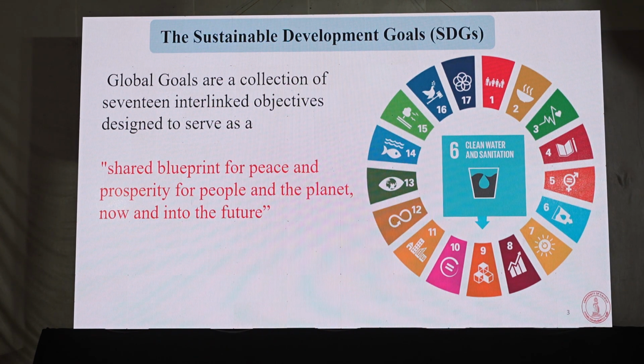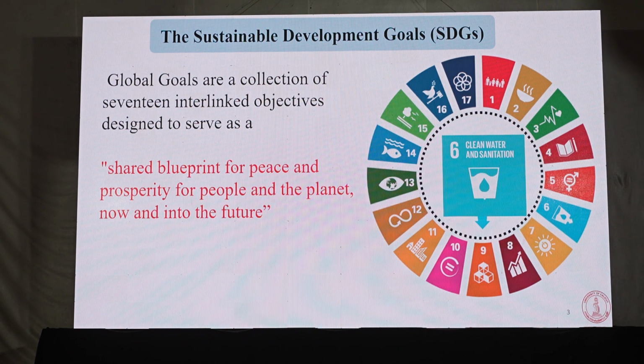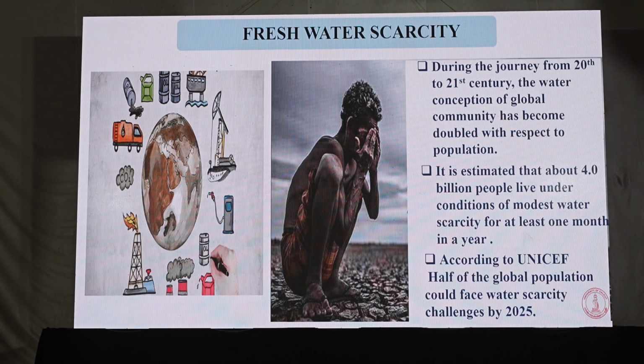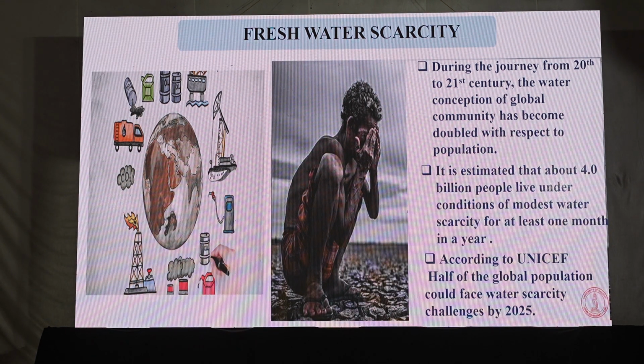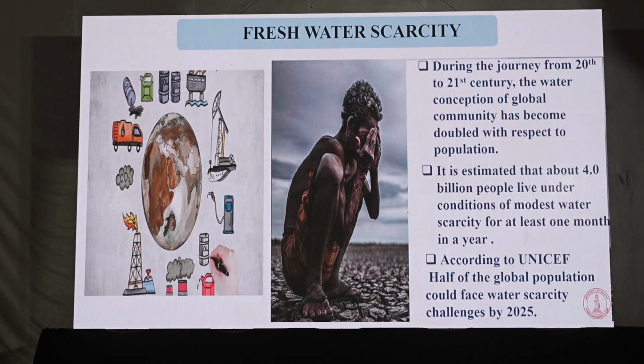Out of these 17 SDGs, we are contributing to the 6th one, that is clean water and sanitation. Because during the journey from the 20th to the 21st century, water consumption of the global community has doubled with respect to population, and it is estimated that about 4 billion people live under conditions of severe water scarcity for at least 1 month in a year. According to UNICEF, half of the global population could face water scarcity challenges by 2025.